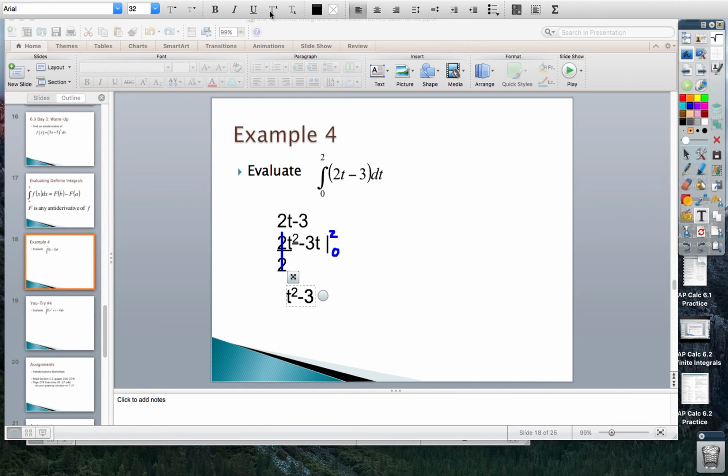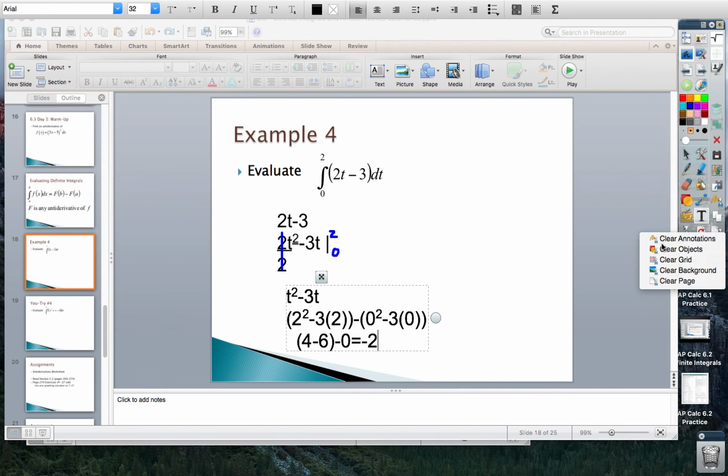minus 3t, and we're substituting. So we're going to substitute that t with a 2. So we're going to have 2 squared minus 3 times 2 minus 0 squared minus 3 times 0. And so we're going to be left with 4 minus 6 minus 0. And so our final answer here is going to be negative 2. So let's look at another example.